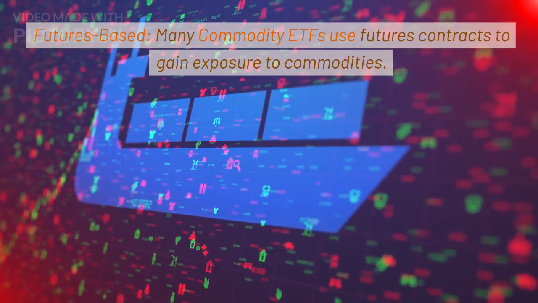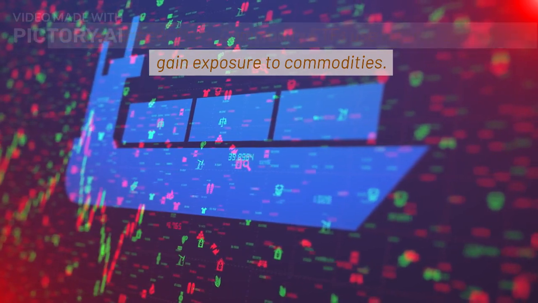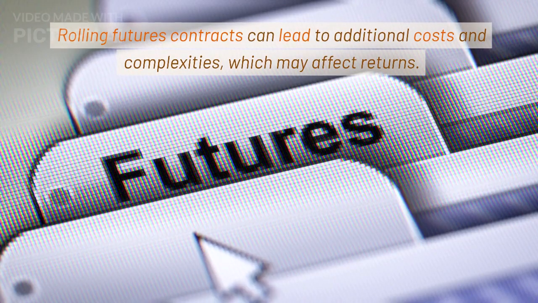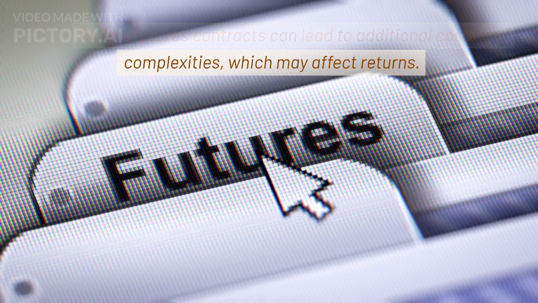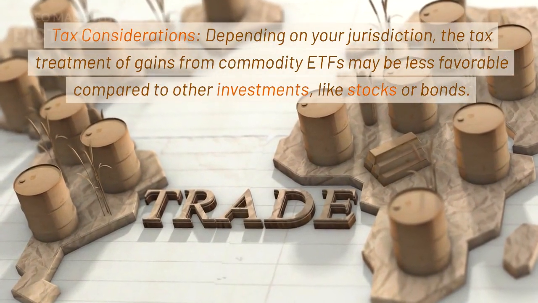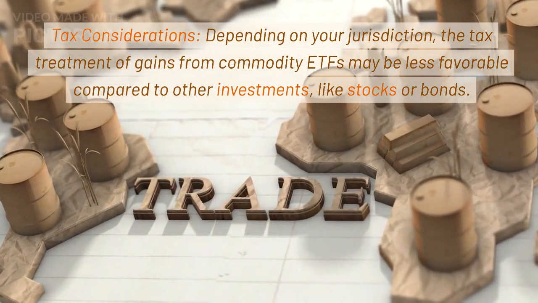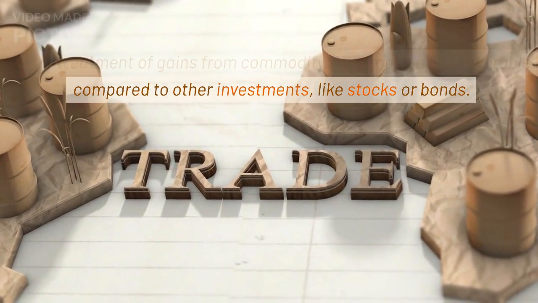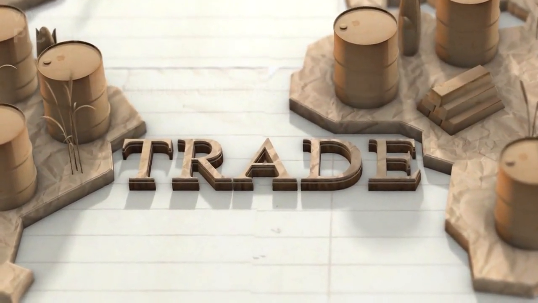Futures-based. Many commodity ETFs use futures contracts to gain exposure to commodities. Rolling futures contracts can lead to additional costs and complexities, which may affect returns. Tax considerations. Depending on your jurisdiction, the tax treatment of gains from commodity ETFs may be less favorable compared to other investments, like stocks or bonds.